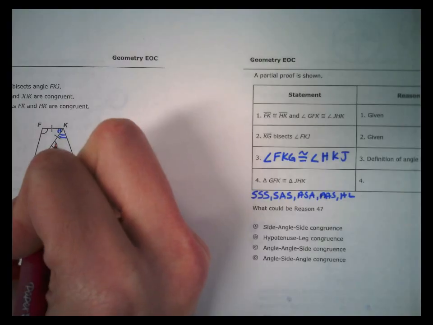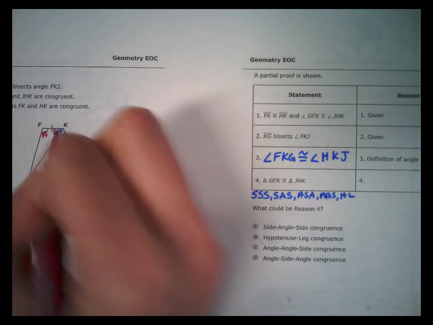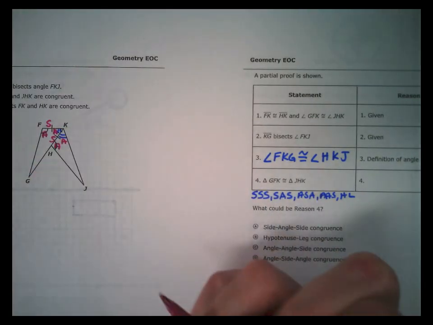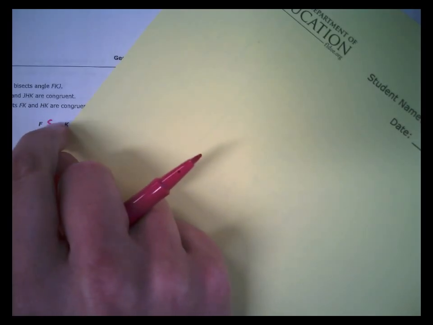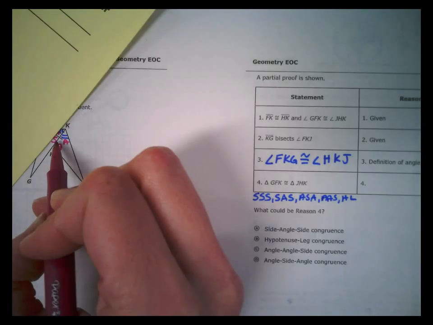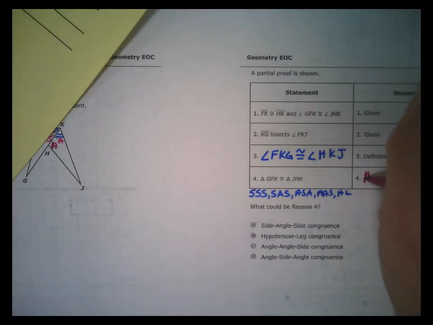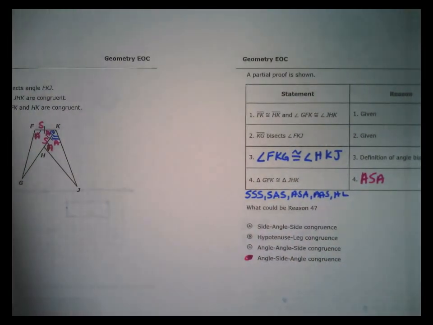So I mark my triangles with A's for the angles, A's for these blue angles, and I'm going to mark an S for the sides. If I focus on one triangle at a time, so just focusing on that triangle, okay, I'm not looking at the other one, I can see it goes ASA, the side is between the two angles that are marked. And then if I focus on this triangle, I can see ASA, the side is between the two angles that are marked. So this is going to be angle side angle, which is choice D.